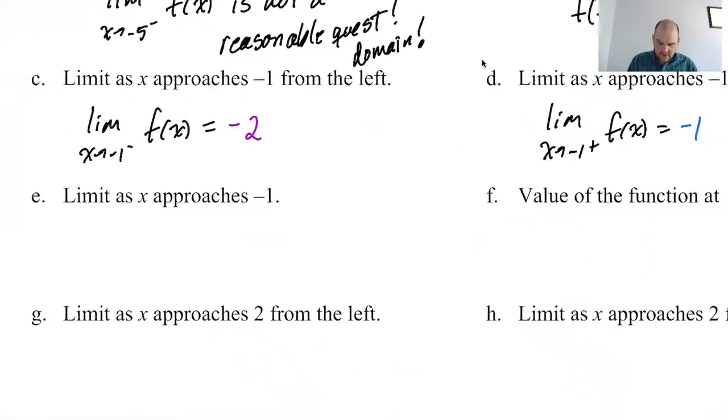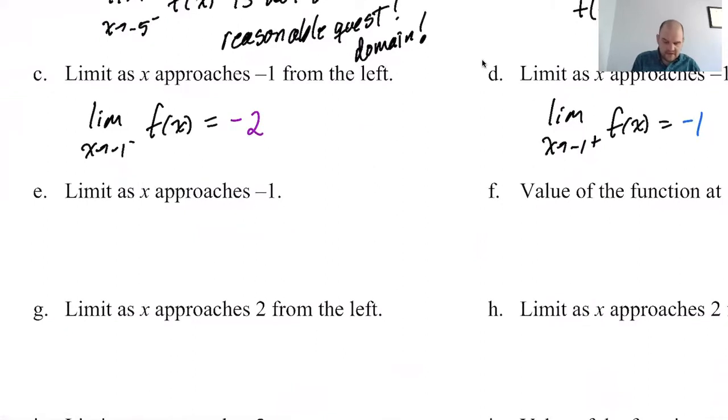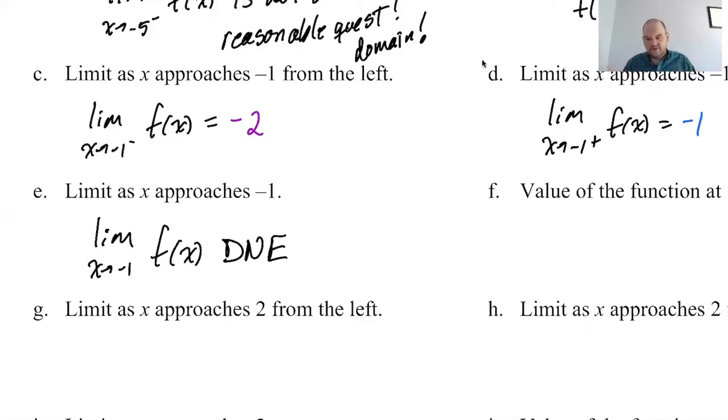Here, we don't actually need the graph because we did both of these limits. Let me change my color. So the limit as x approaches -1 overall of f of x does not exist because the limit from the left is -2 and the limit from the right is -1. They are both finite, but they're not equal to each other. So this is DNE, does not exist. You write equals DNE, whatever, live your life.